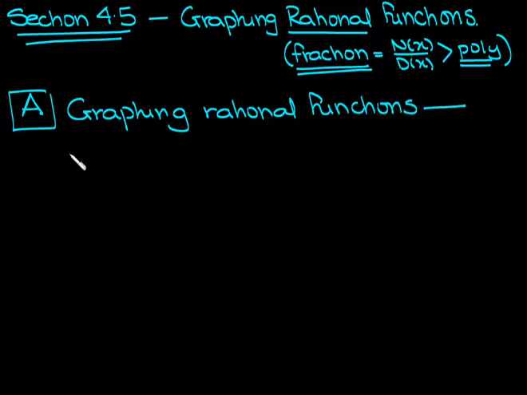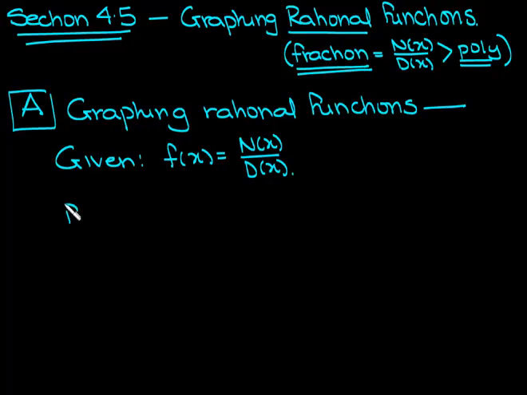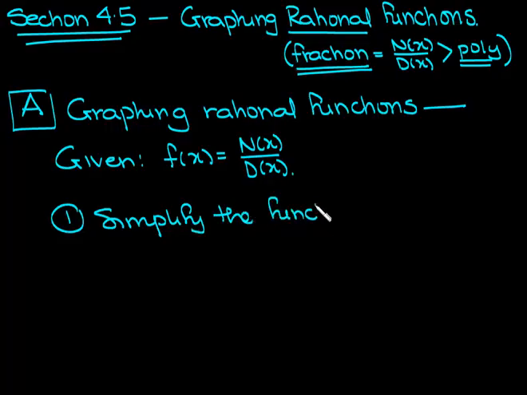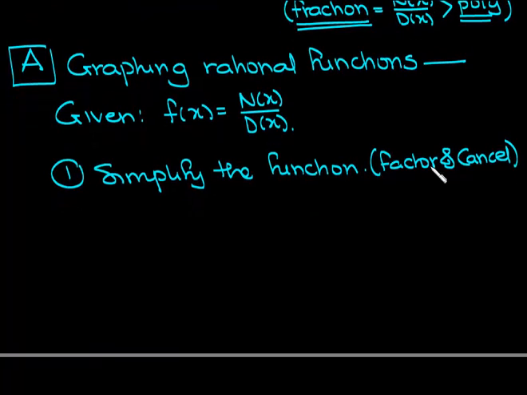The first thing we have to do when we graph rational functions, so let's say you're given some rational function, I'll just call it f of x, where you have a polynomial on the top and a polynomial on the bottom. The first thing we want to do is simplify the function. We always do that if you can cancel anything from the top and the bottom after we factor. So basically it means factor and cancel. Sometimes you cannot do that, but you should always try.